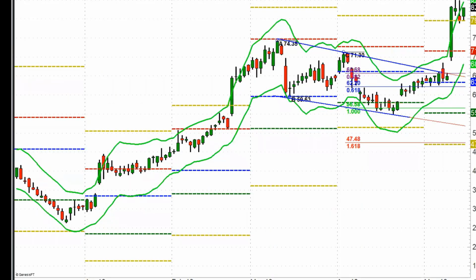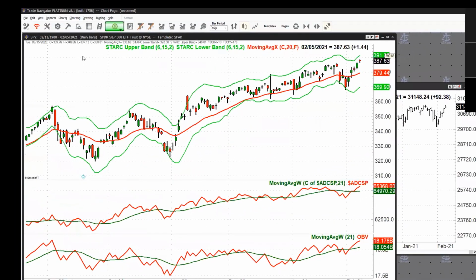Let's see here. What do we got? So of course, somebody said the SPY. Okay, so this is what the SPY looks like. Okay, the S&P AD line. So I look at the actual levels because it's been kind of touch and go. 65,312. So 65,368. So we did make a new high.